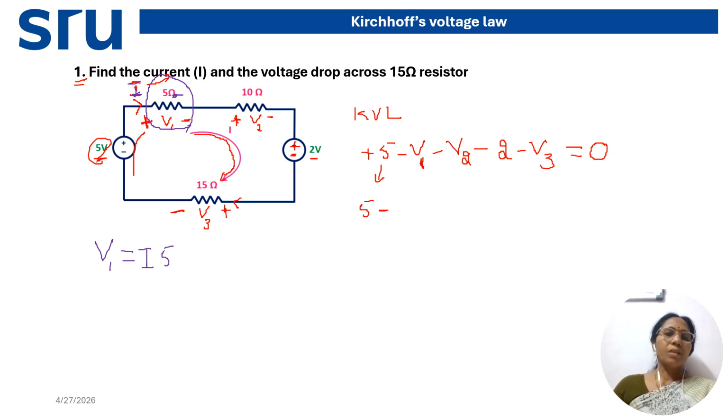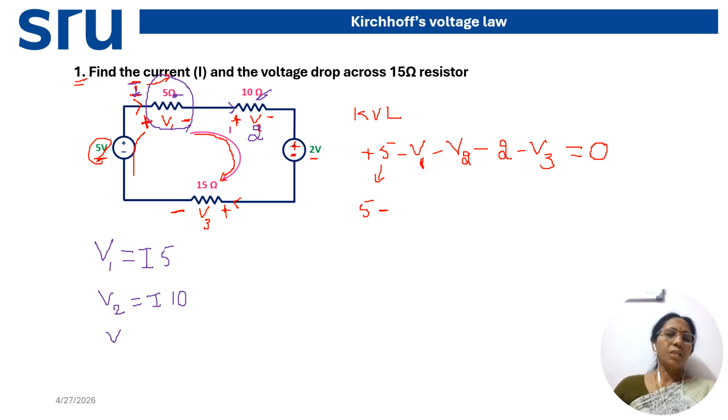Okay. Then similarly what is V2? V2 is the voltage drop across 10. Then what is the current? Same I is flowing through this 10. So that's why what is V2? It is I into 10.